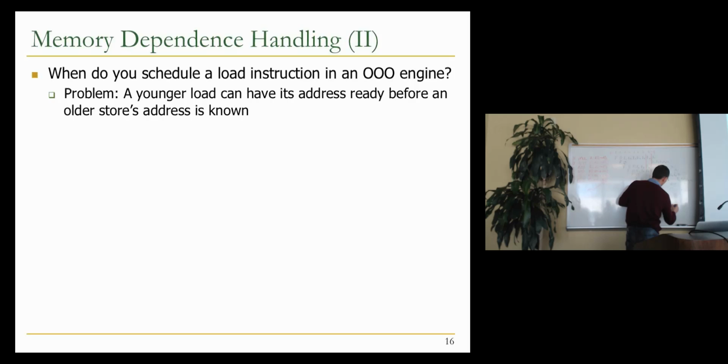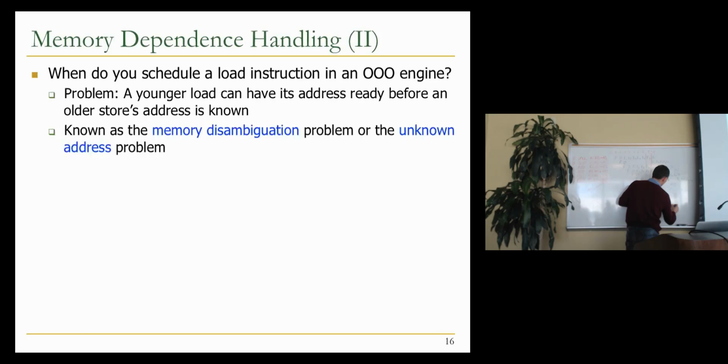Undo it. I like that, actually. I like your insight. It's unlikely that they're going to conflict with each other. And people exploited that. But actually, existing machines do prediction. But we'll get to that. They basically try to predict whether this load depends on the store. So that's one solution.